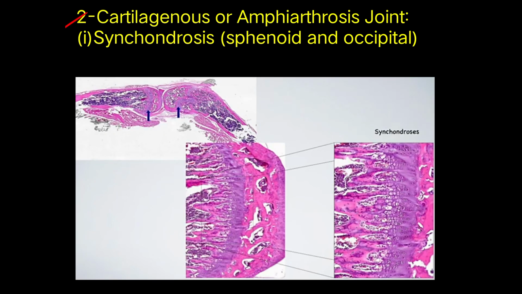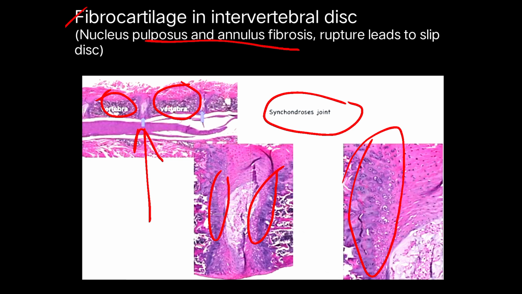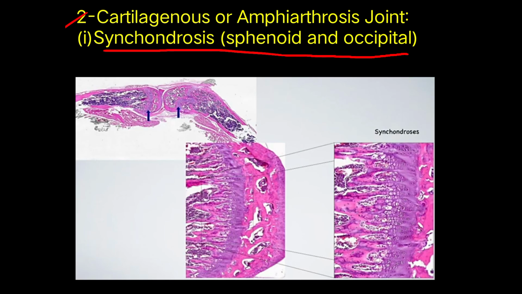Now, the cartilaginous or amphiarthrosis joint, which we can see in the joint between the sphenoid and occipital bone. Okay, so the sphenoid and occipital joint is a synchondrosis type of joint. Here we can see the synchondrosis in the intervertebral disc and between the sphenoid and occipital bones, which also has this kind of fibrocartilage. We can see the synchondrosis here in this location. Yes, this is the synchondrosis.